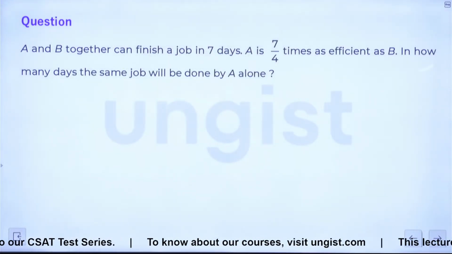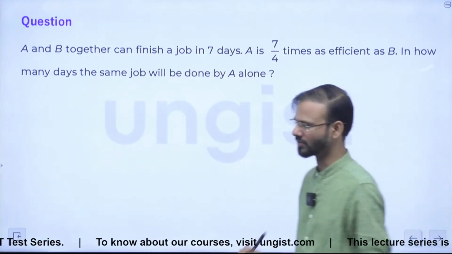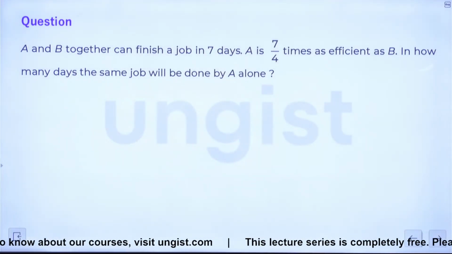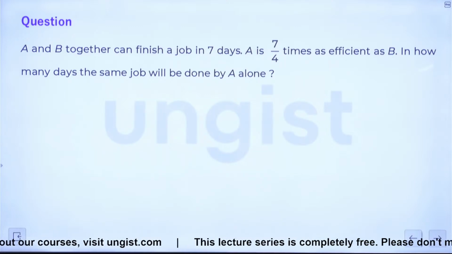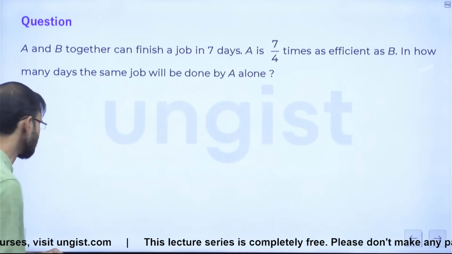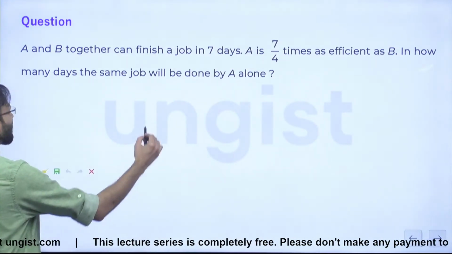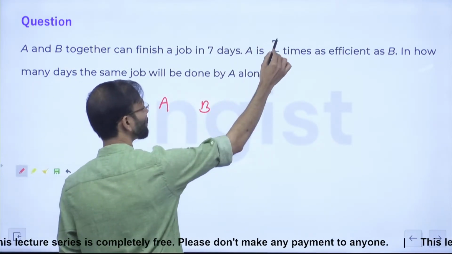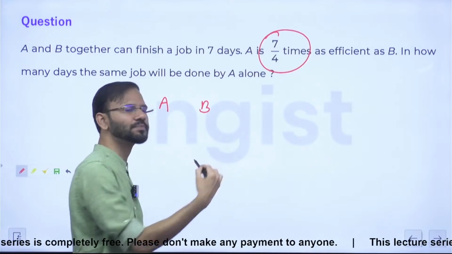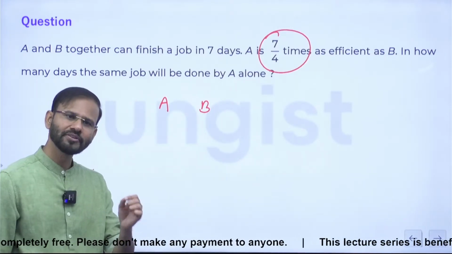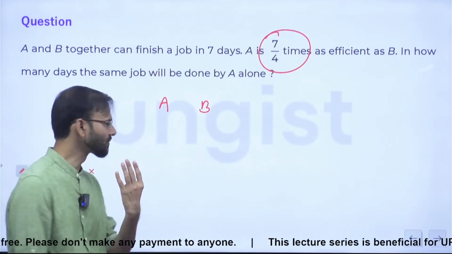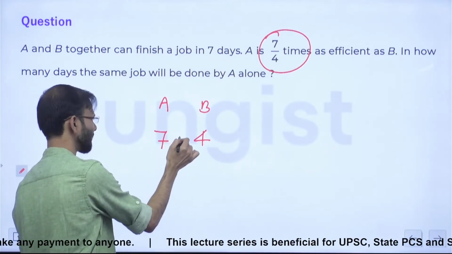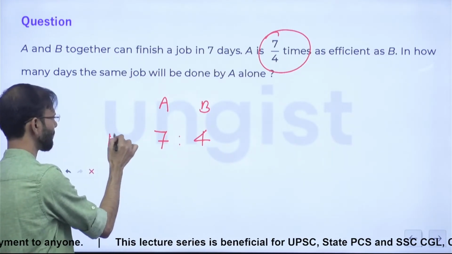Yes. Tell me the answer, you all. First, tell me what should be the ratio of A and B? 7:2. Efficiencies, yes. See everyone, A and B. The question is saying A is 7/4 times as efficient as B. So assume the efficiency of B as 4, right? And 7/4 of this will be 7. Guys, is it clear or not?